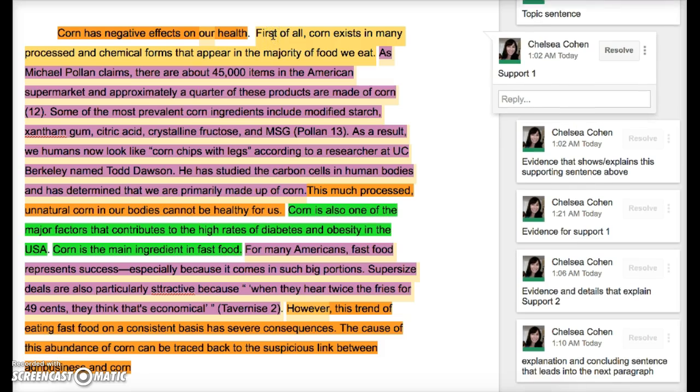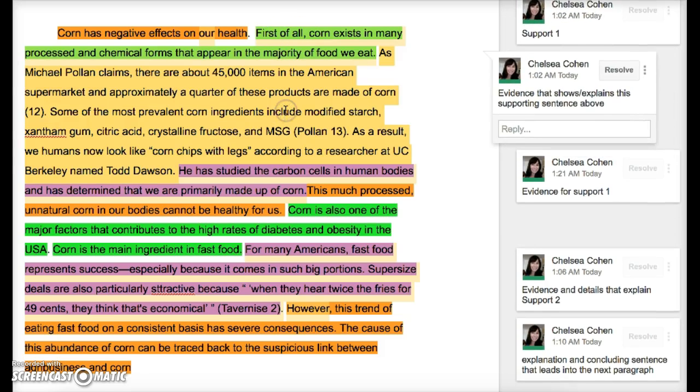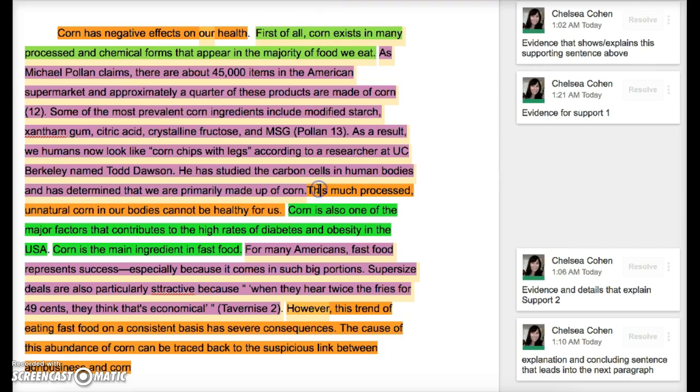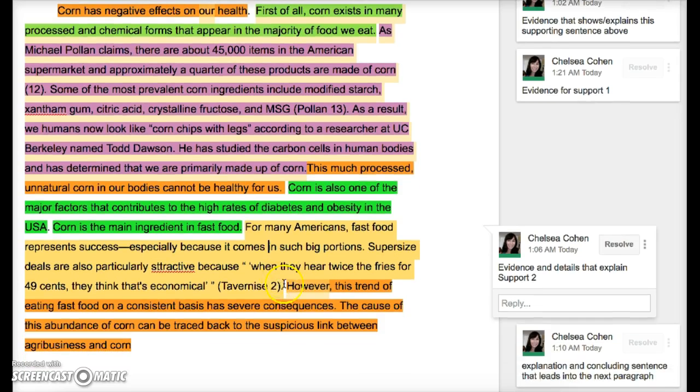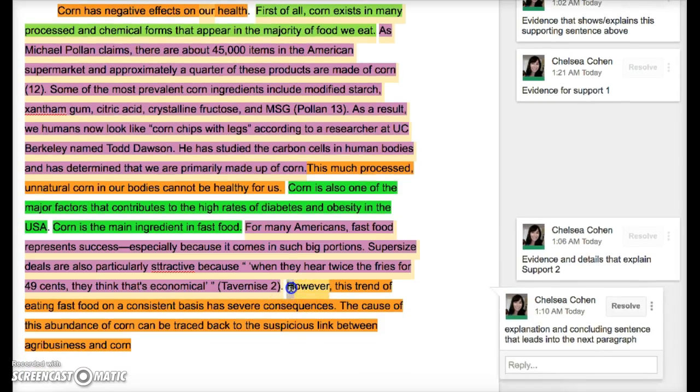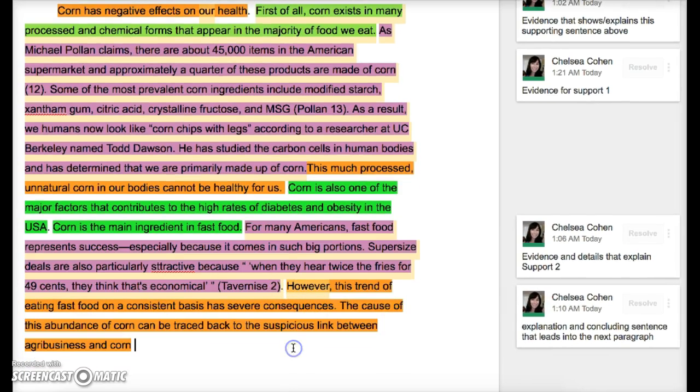Then we've got our first support. We've got our evidence that supports the support. And we've got our explanations. There should be more explanations, I will say that. Then we have our second level 2 sentence here. And then we've got more support for that level 2, this is level 3 right here. Then I've got my explanation along with the concluding sentence.